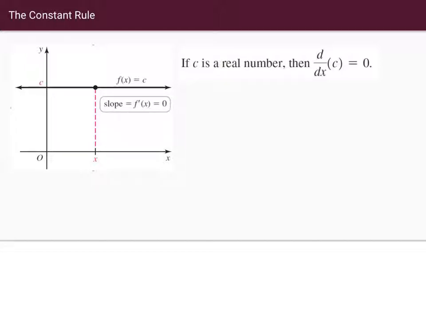The constant rule says that if c is a real number, then the derivative of c with respect to x is equal to 0. This ought to make sense. We've seen this before. We said that the rate of change of a constant function was 0 because it was constant, and the derivative is the instantaneous rate of change. Thus, we have the constant rule.